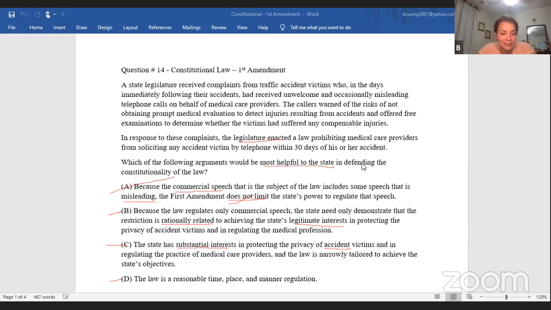I don't know. I'm going to read B again. B, because the law regulates only commercial speech. It's not really regulating commercial speech. It's telling them when they can call. Commercial speech, the state need only demonstrate that the restriction is rationally related to achieving a state's legitimate interest in protecting the privacy of accident victims and in regulating. Okay, this is wrong because the burden's not on the state. So I'm scratching B. The state has a substantial interest in protecting the privacy of accident victims and in regulating the practice of medical care providers, and the law is narrowly tailored to achieve the state's objective.